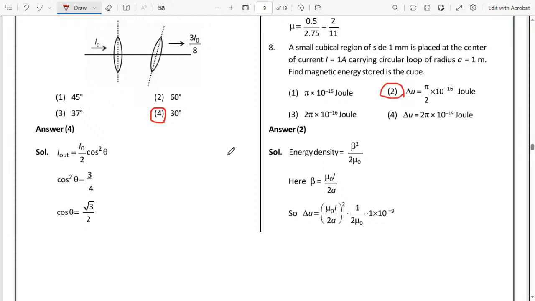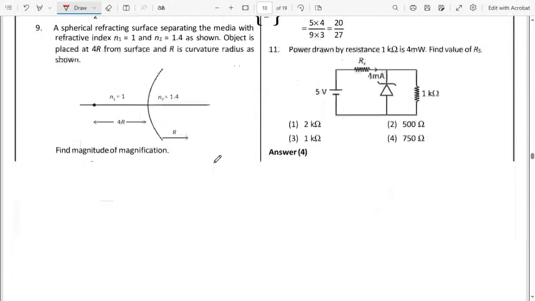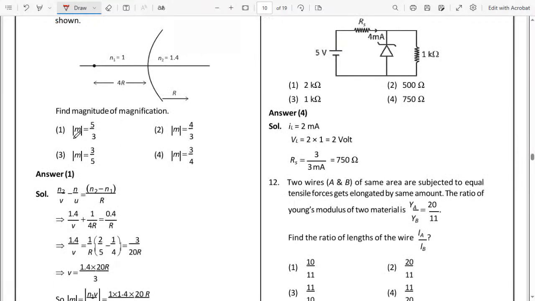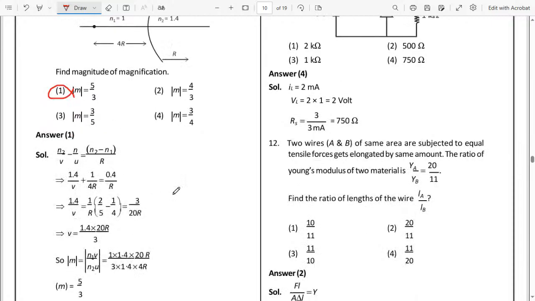Next, question number 9. A spherical refracting surface separating the media with refractive index N1 equal to 1 and N2 equal to 1.4 as shown. Object is placed at 4R from surface and R is curvature radius as shown, right? Find magnitude of magnification. Option 1 is correct option, students.